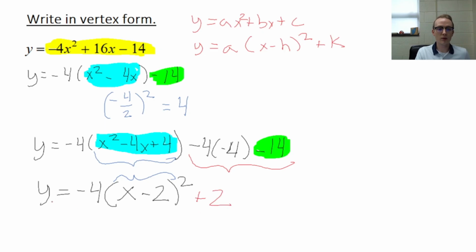Now, our parabola is in vertex form. We've got y equals -4(x - 2)² + 2. And now it's a lot easier to find our vertex, focus, and directrix. We're not going to do all of that; I'll go ahead and find the vertex.